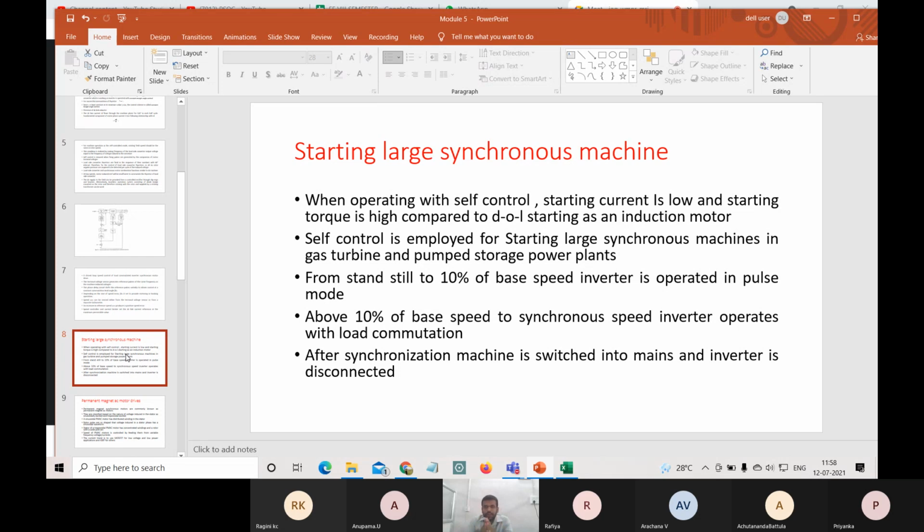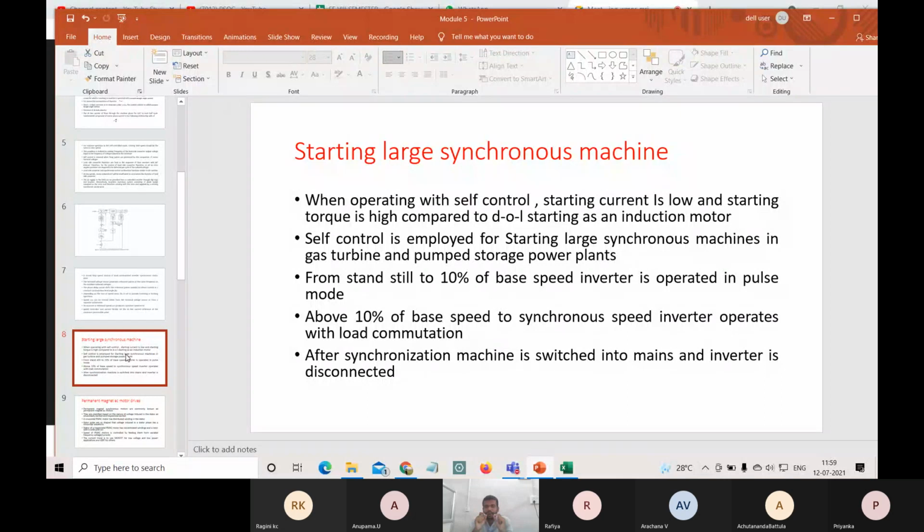Normally this kind of starting of large synchronous machines is done with gas turbines and pumped storage power plants. Pumped storage power plants are nothing but you have to pump the fluid, whether it is water or diesel, the fluid that we are using as our energy source, to some storage. That is nothing but a pumped storage power plant.